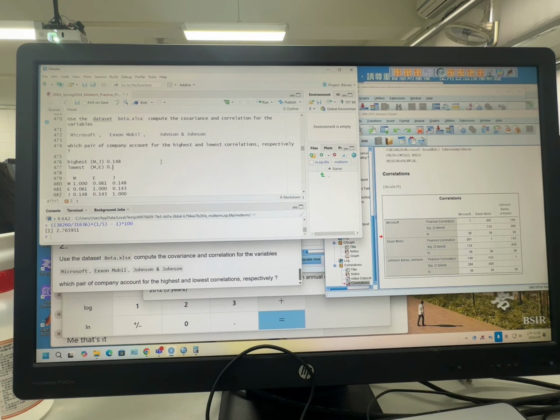That's all I want you to do. On the diagonal it's always 1 because the variable is perfectly correlated with itself. Okay. So that would be the answer.